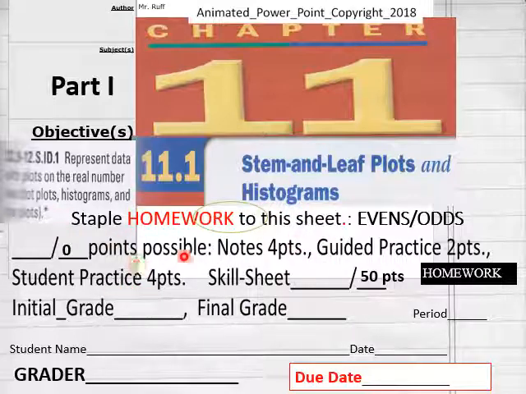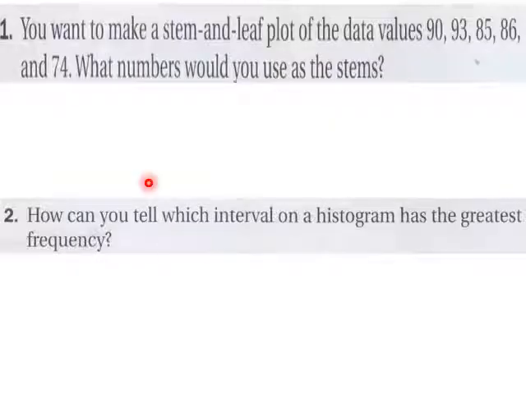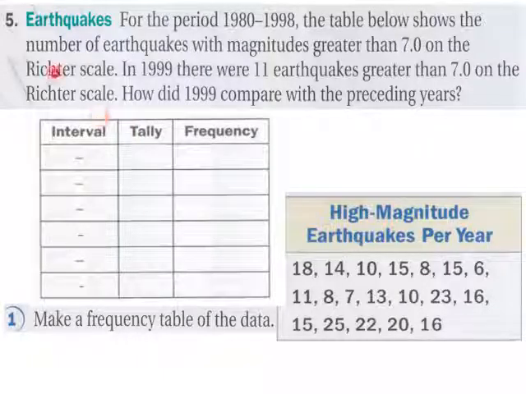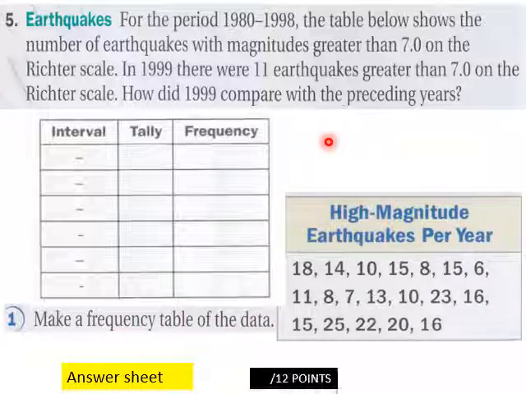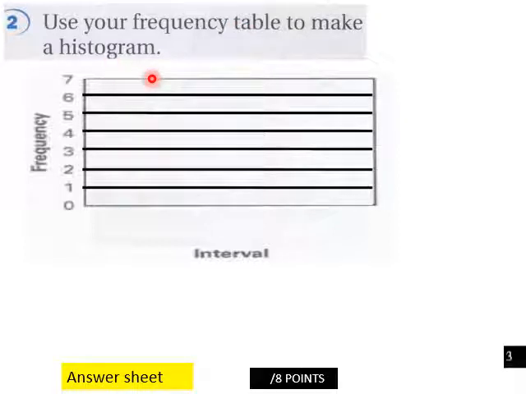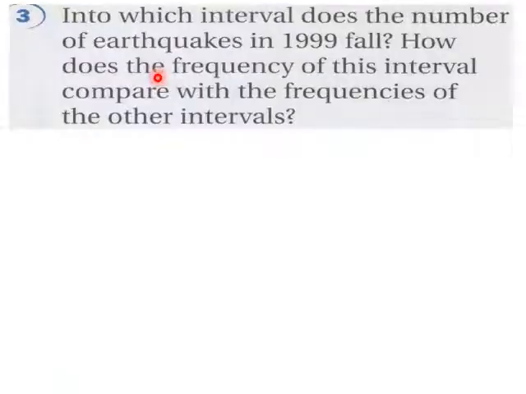Then here's our homework for stem and leaf. You want to make a stem and leaf plot. The data values, what numbers would you use as stems for this one here? And then we have a table here to fill out. High magnitude earthquakes per year. Make a frequency table of the data. Use your frequency table to make a histogram. Into which interval here.